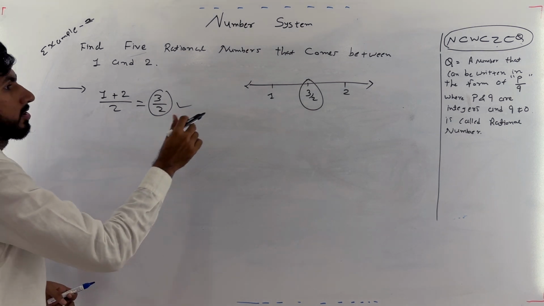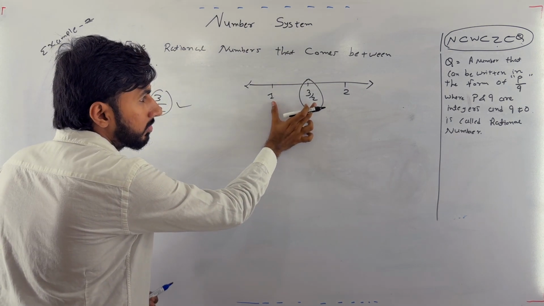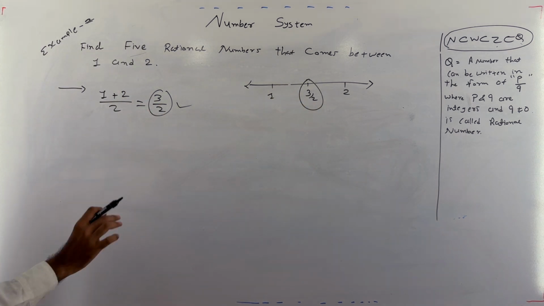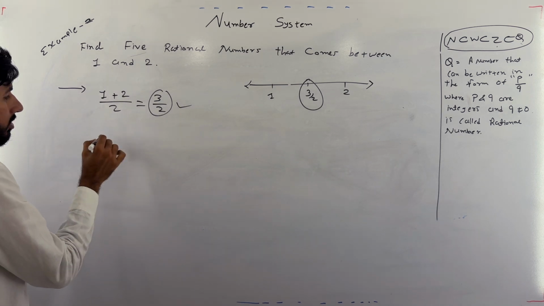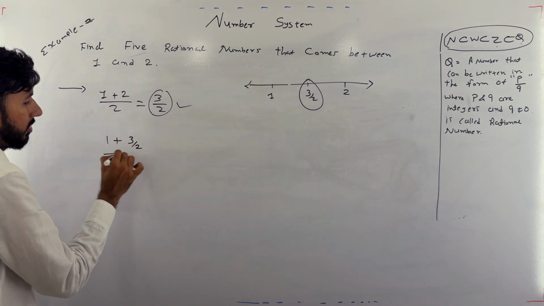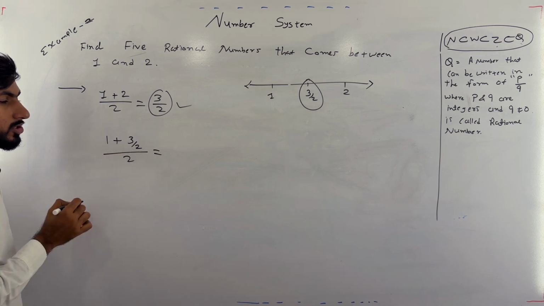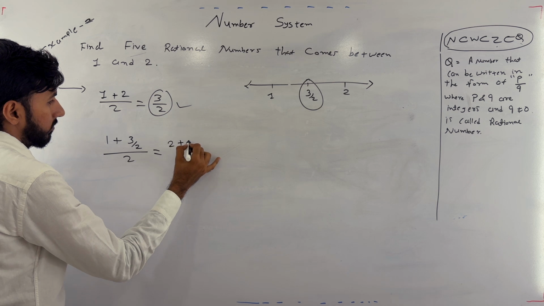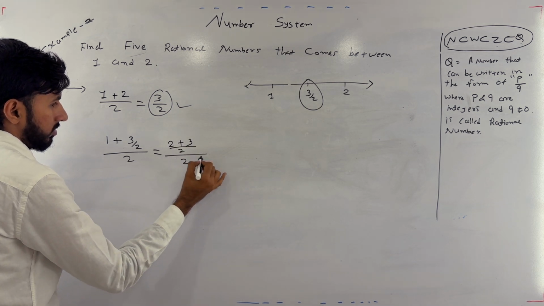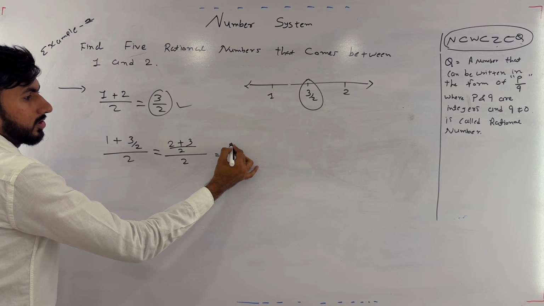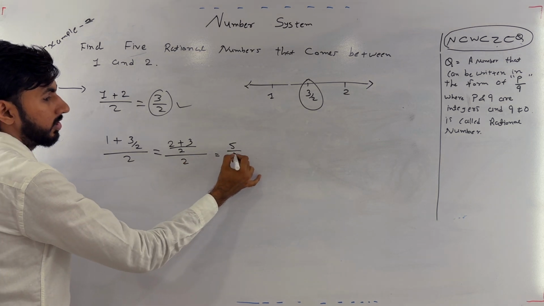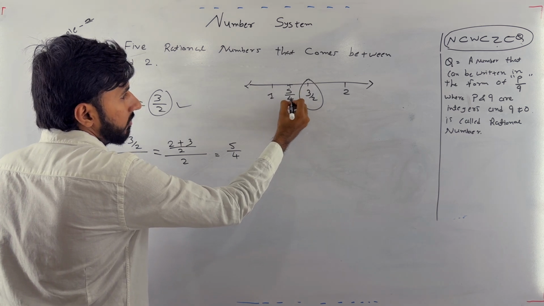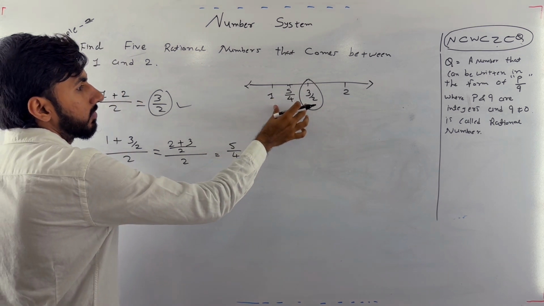Now for the second number, I will find a number that comes between 1 and 3 by 2. That also comes between 1 and 2. So I have to add 1 and 3 by 2 and divide by 2. Here we have to take 2 as LCM. So our answer will become 2 plus 3, that is 5, and this 2 and 2 multiply, so it will become 4. So here comes 5 by 4, that comes exactly between 1 and 3 by 2.